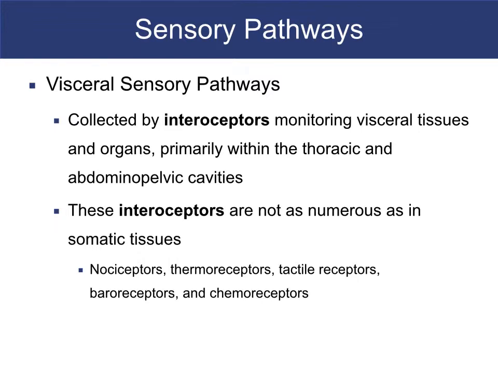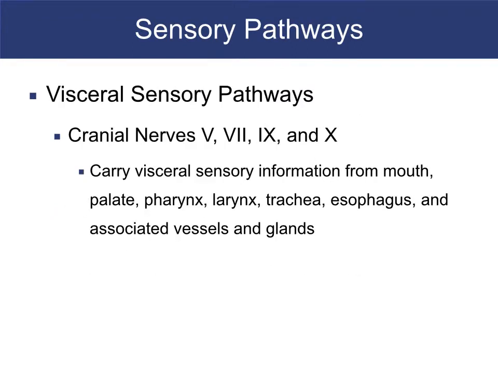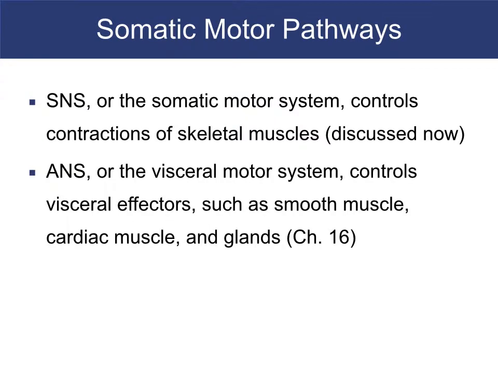I've already said this too about interoceptors. These are the ones that monitor our visceral tissues. Intero is internal, visceral, in the abdominal pelvic cavities. We're not very good at them. Cranial nerves 5, 7, 9, and 10. Let's think about those for a minute. 5, what's it called? Trigeminal goes to the face and some into the mouth, right? 7, 9, glossopharyngeal, 10, vagus, right? Keep those in mind. So they carry all this visceral information from your mouth, palate, pharynx, larynx, trachea, esophagus, and associated glands and so forth. They carry it up to your brain so you can feel it.